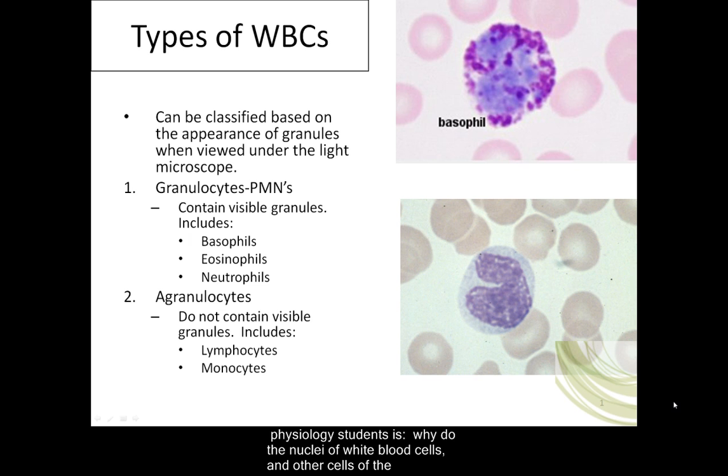One question I frequently get from many anatomy and physiology students is, why do the nuclei of white blood cells, and other cells of the body for that matter, always stain a purple color? A nucleus is packed with acids, nucleic acids. The dye, methylene blue, is a basic dye, and therefore the nucleic acids in the nucleus bind to the methylene blue, and the nucleus appears stained a bluish-purple color.